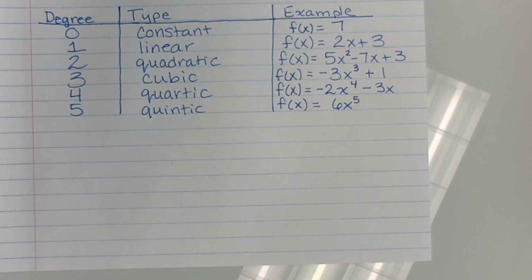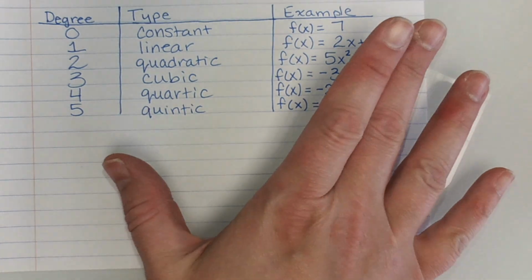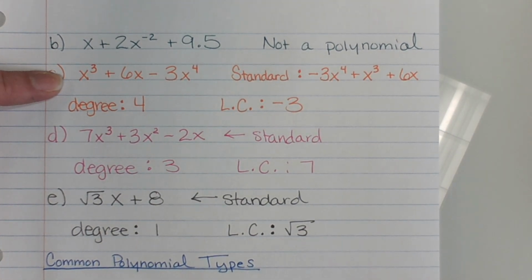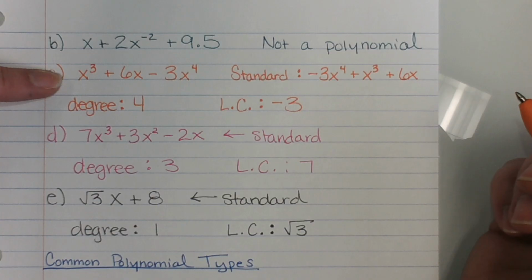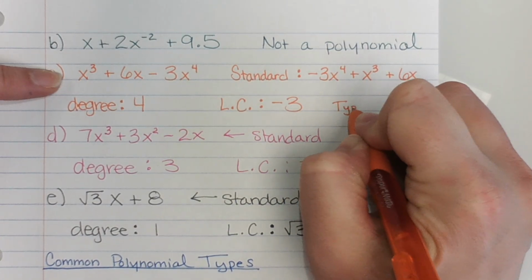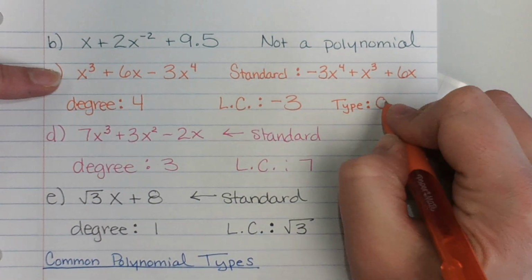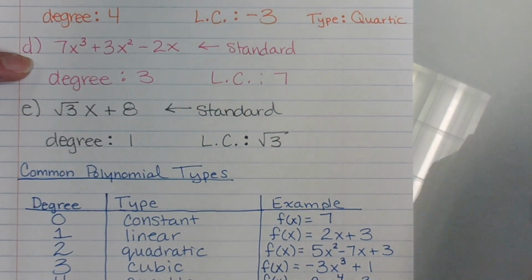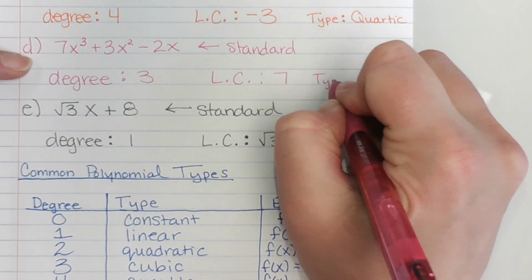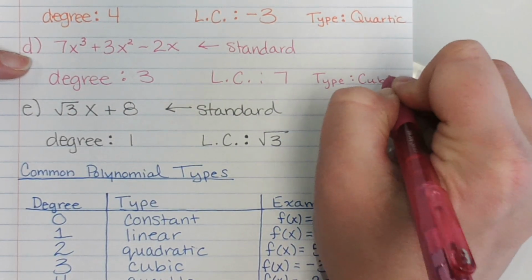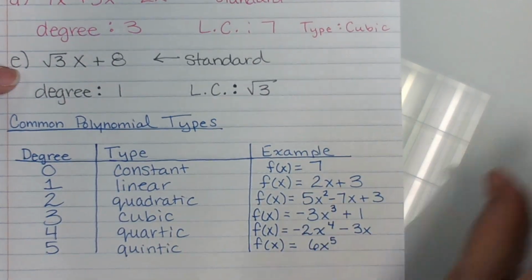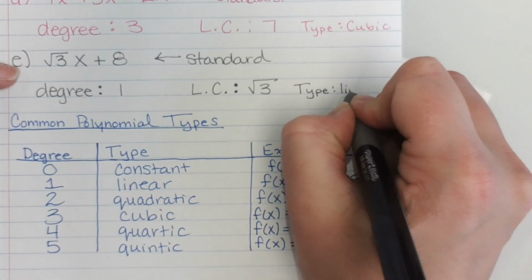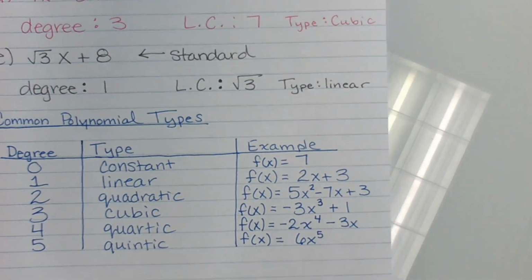They might ask you what type of function it is. So if I were to go back here to this one that was of degree 4 and leading coefficient 3, if I asked you the type, what type would it be? Quartic. Because it's a polynomial of degree 4. If I were to do that on this one, it would be cubic because it's of degree 3. If I were to have done it on this one, linear. So we could ask that information as well.